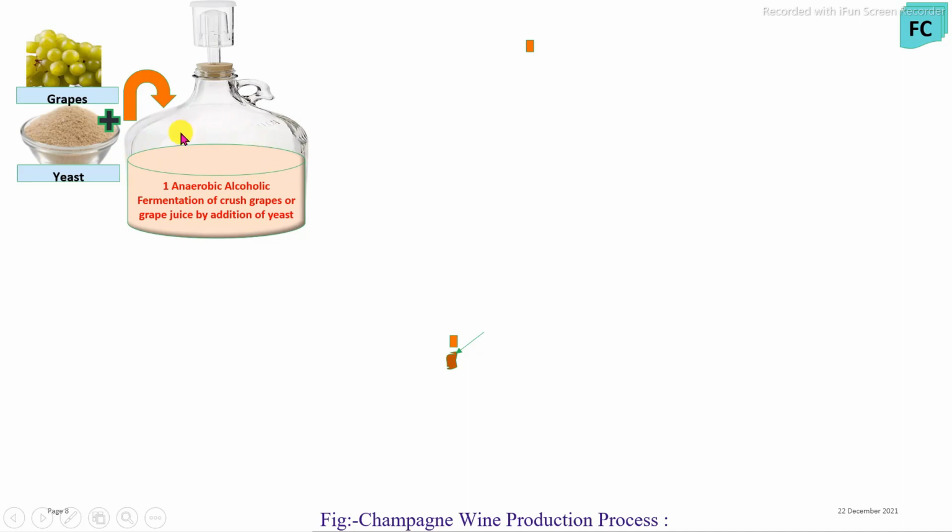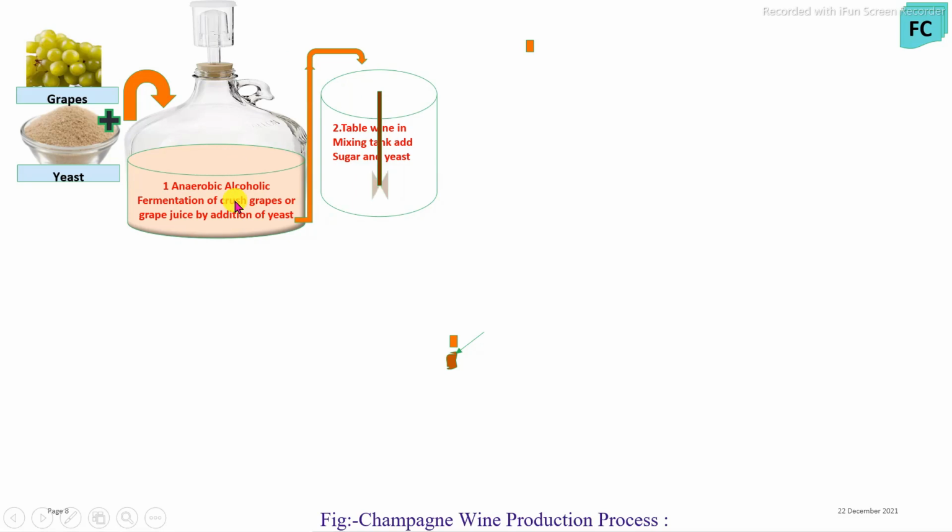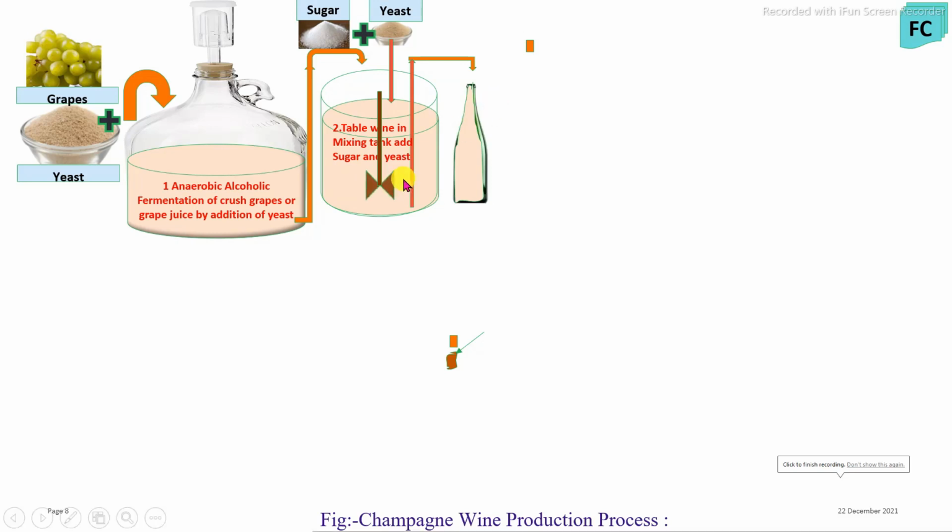After the base wine is produced, it is filtered and directly taken into the mixing tank. The base wine contains at least 10 to 12% alcohol. In the mixing tank it is added with an excess of external sugar, yeast is added again, and they are properly mixed. After mixing, the wine is transferred into bottles, and bottle filling and the corking process is carried out. That means properly filling and sealing the bottles.